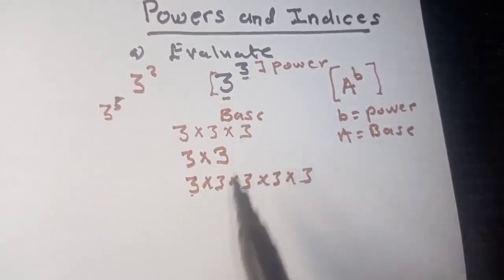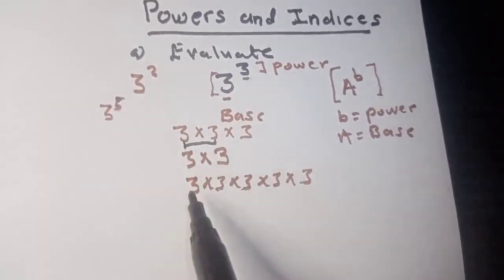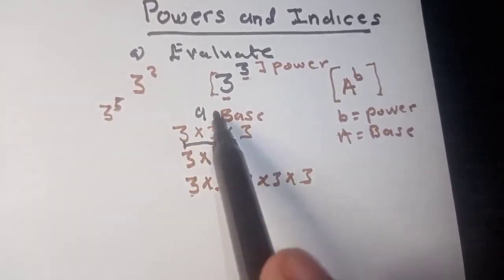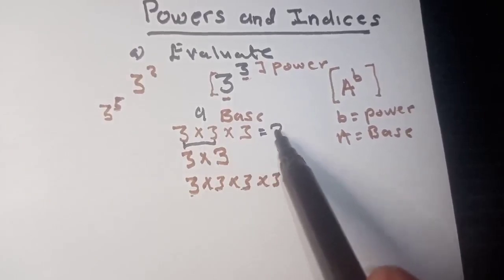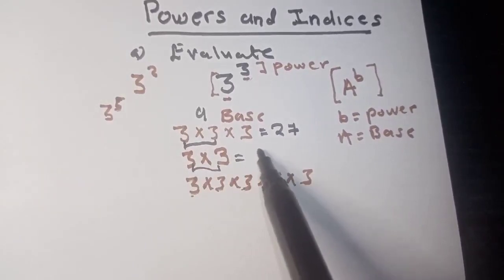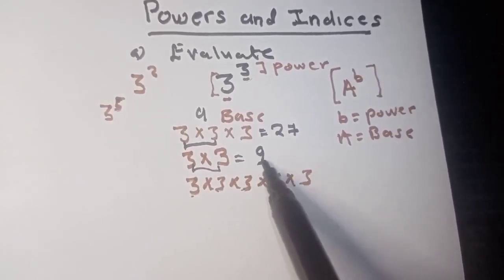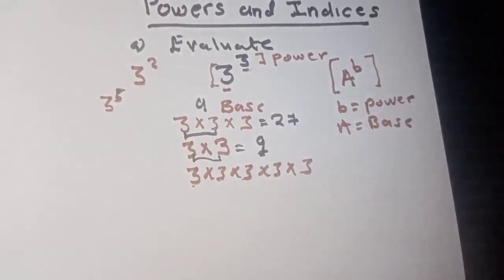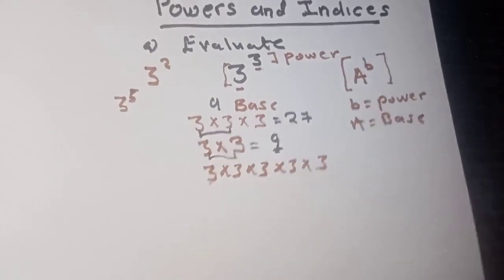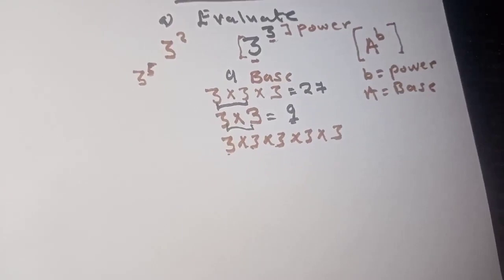So 3 to the power 3 means you multiply 3 by 3, which gives you 9. This 9 multiplied by the 3 gives you 27. And so on and so forth. Technically, that's all indices are about. The power simply tells you how many times to multiply the base.